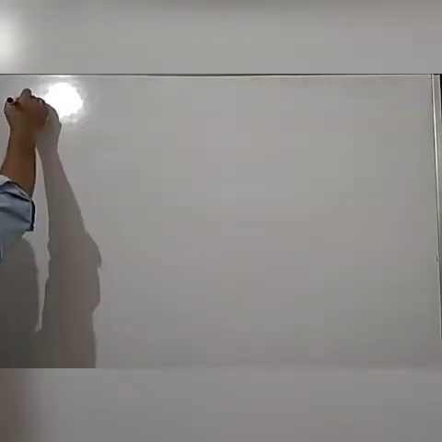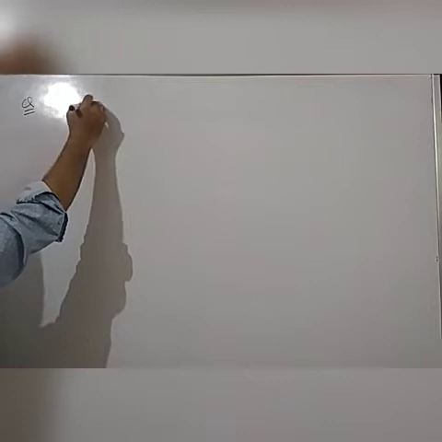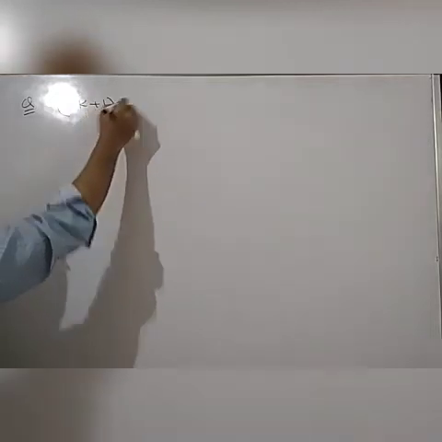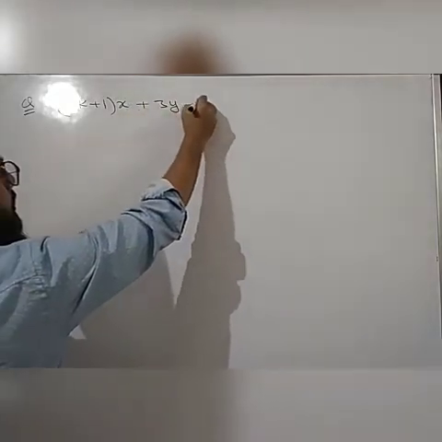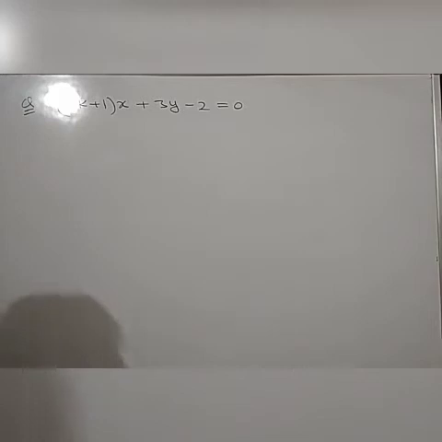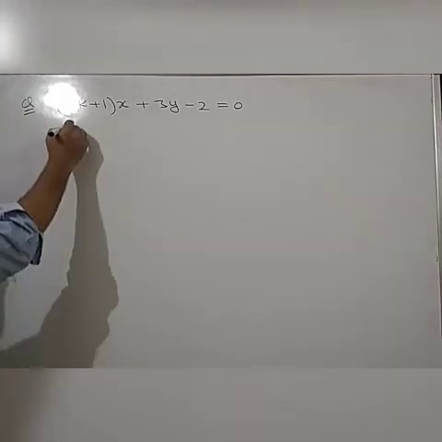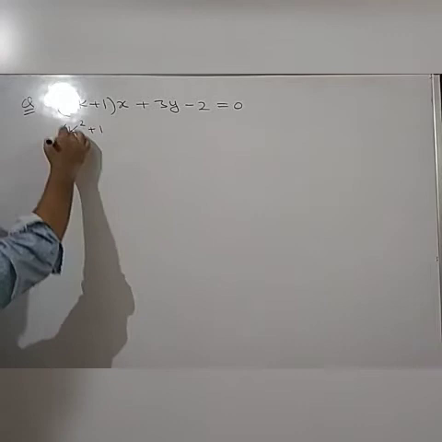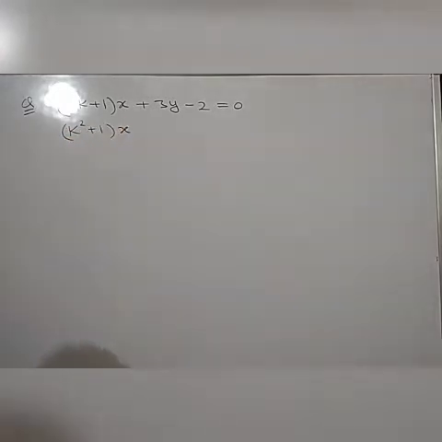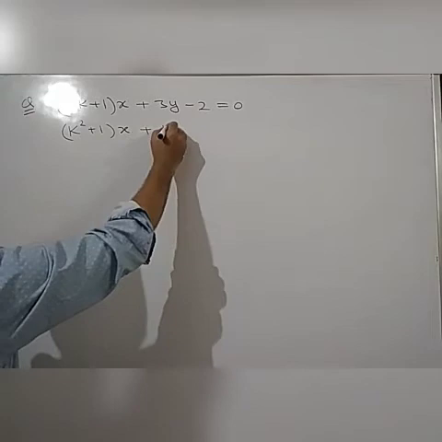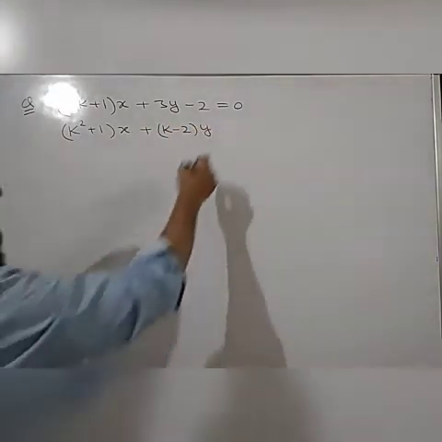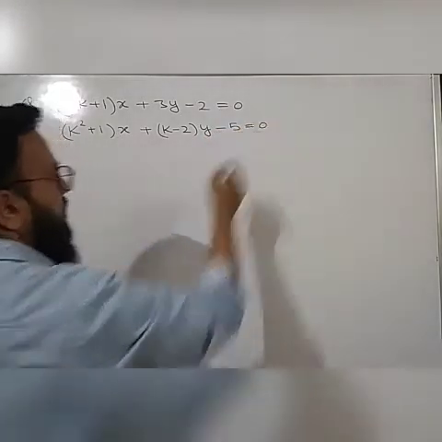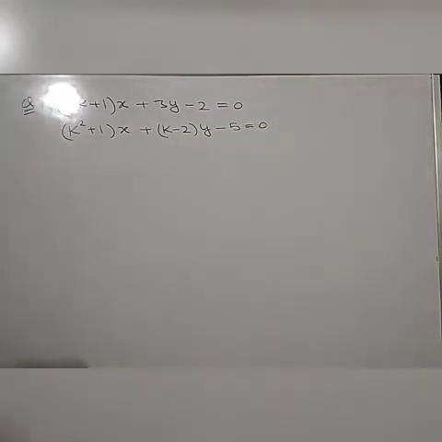Now the question is, (3k plus 1) into x plus 3y minus 2 is equal to 0. And the second equation is (k square plus 1) into x plus (k minus 2) into y minus 5 is equal to 0. Okay, now these are the two equations.